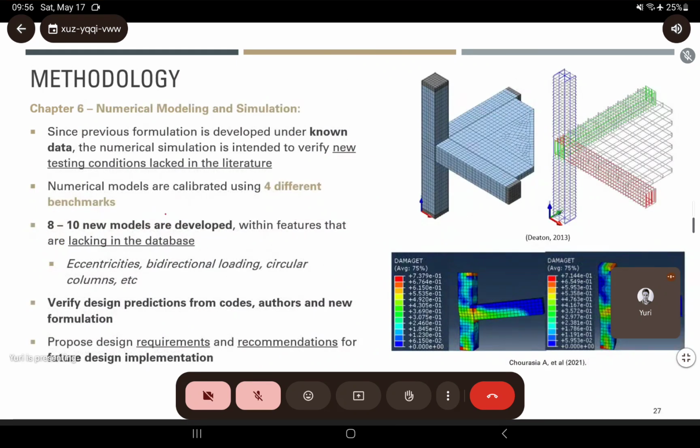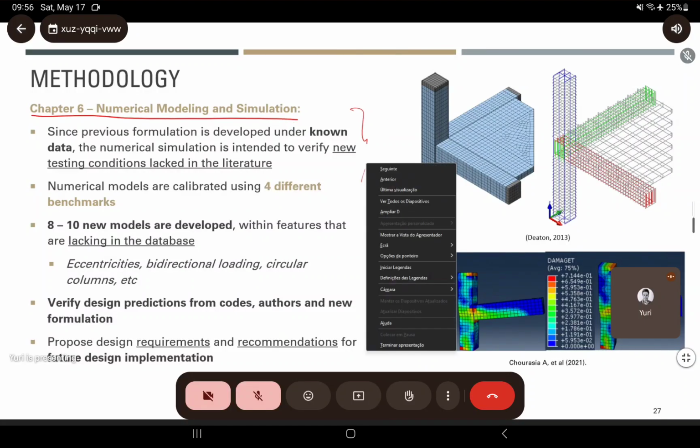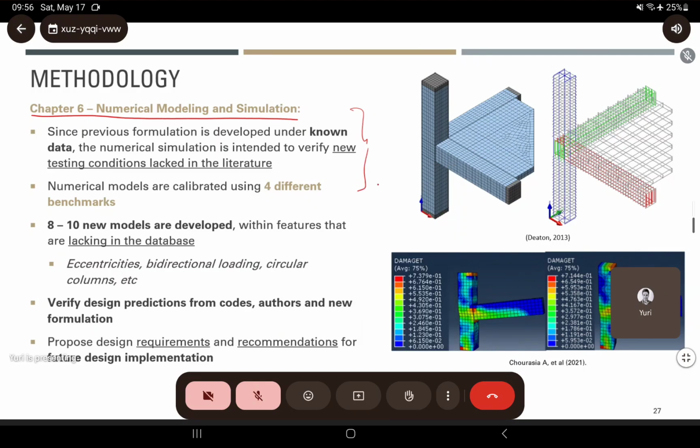And lastly, we have chapter 6, which is going to be an interesting chapter because most formulations were based on previous knowledge. The idea here in chapter 6 is actually to create new types of models that haven't been seen in experimental campaigns, and we want to see the performance of these new structures under our proposal. So we want to do that.